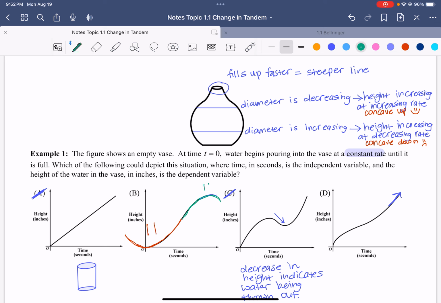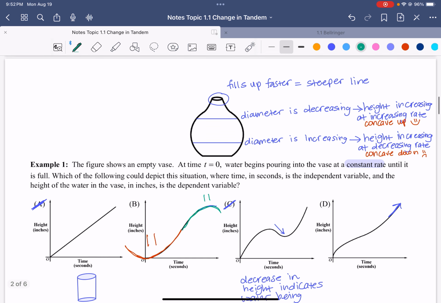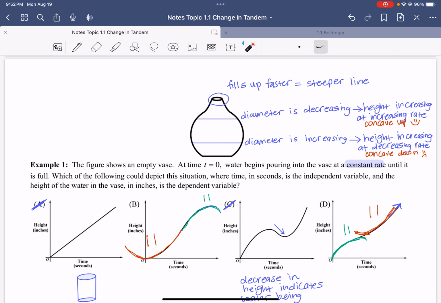But if you look at D, we have what appears to be a frown at the beginning, right here. And then after that, it changes to something that resembles a smiley face. So that's what we were looking for. At the bottom, it's going to take longer. So you're still going up, but it's going up at a very slow rate.